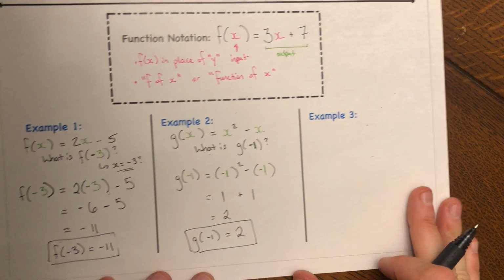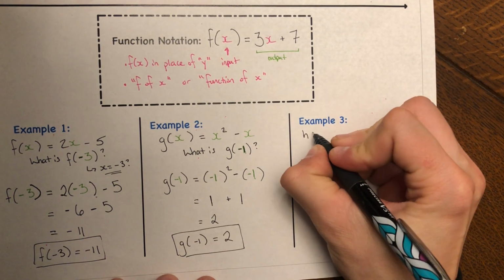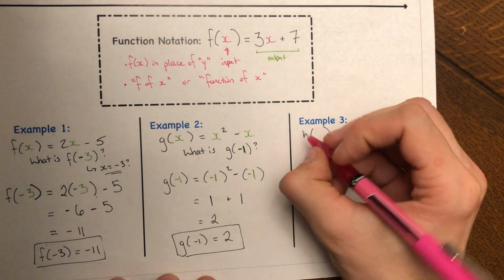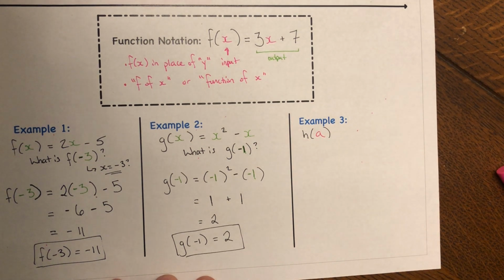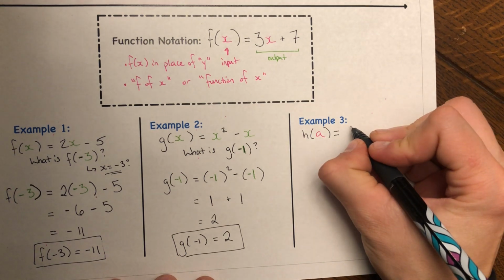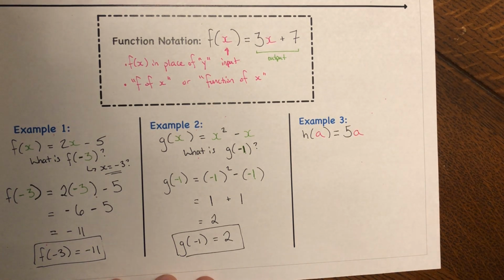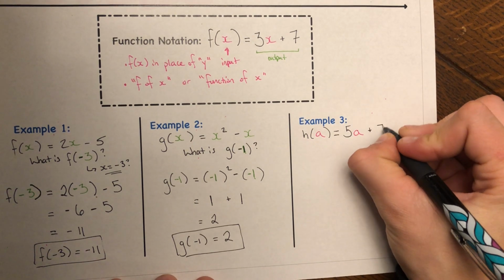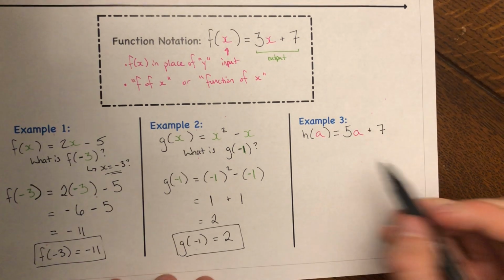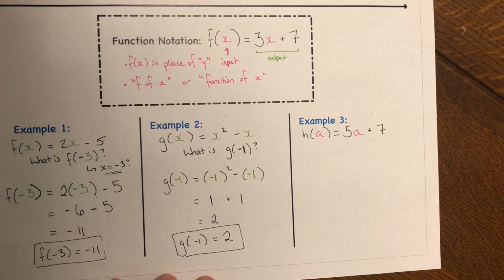The last example I'll do is also with some different letters. We're going to take h this time, and instead of x, we're going to use a, because why not? We can. Some people will do that. Some problems will do that. And we'll just do another linear equation where h as a function of a equals 5a plus 7. So a is my input, 5a plus 7 is my output.